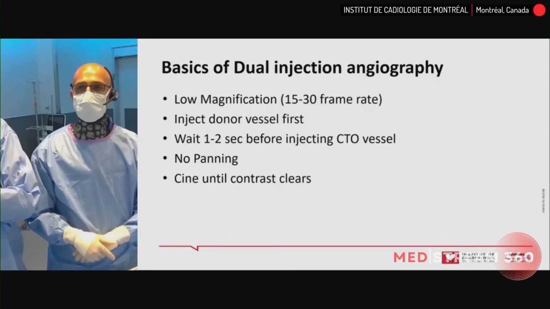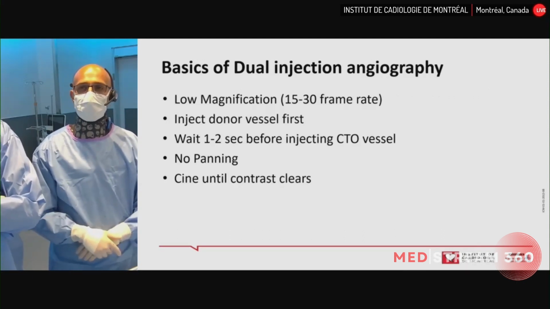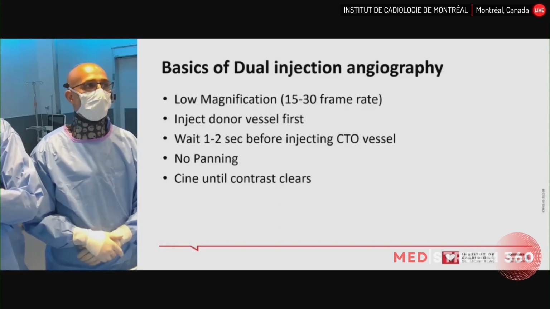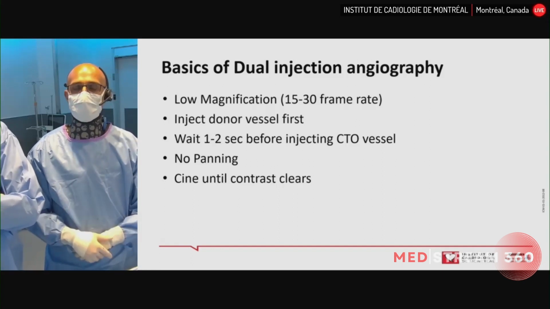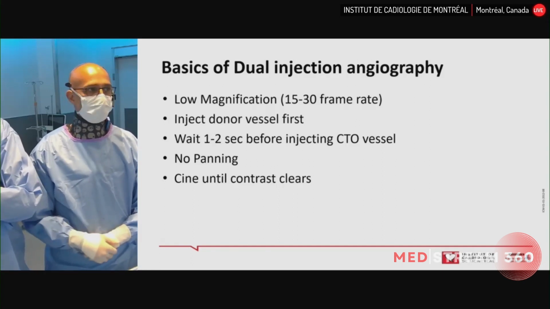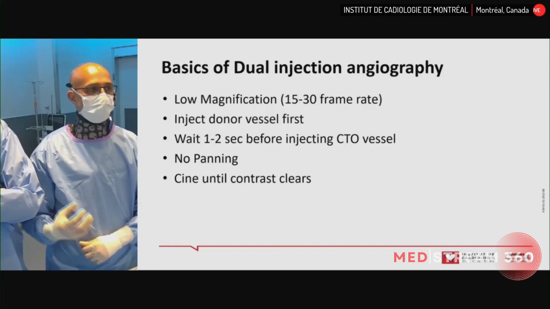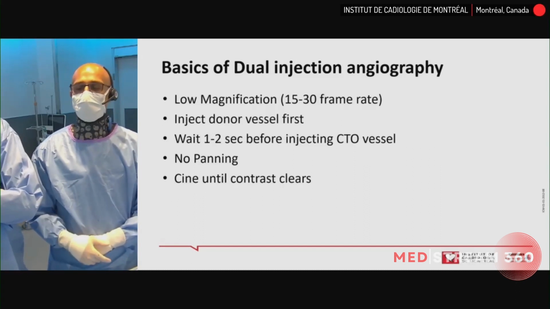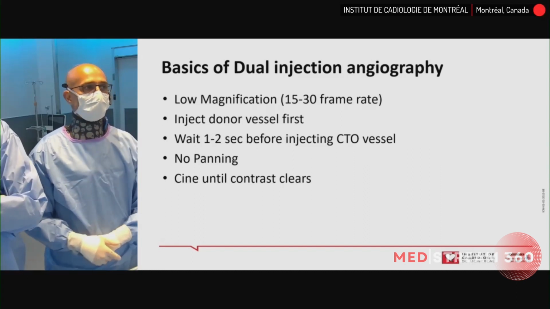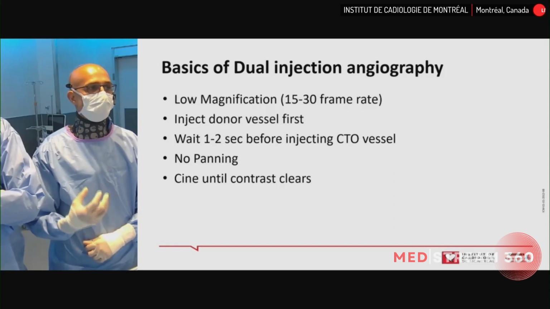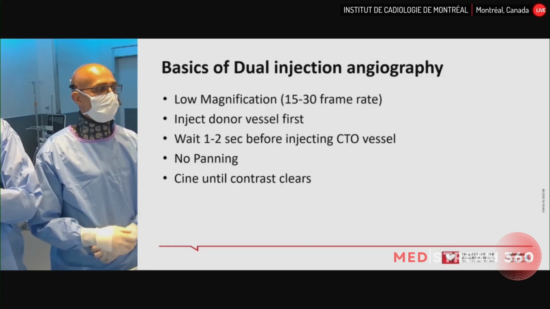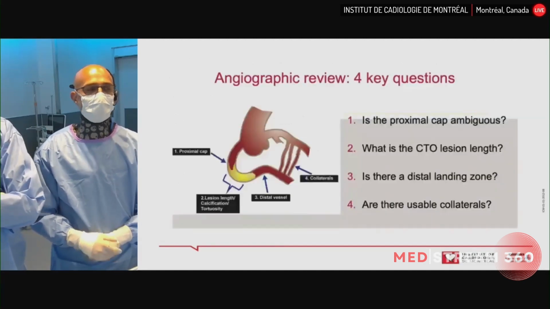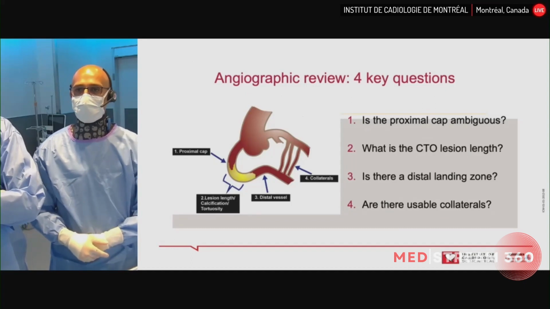When doing CTO PCI, it's very important to have an initial setup of a dual injection angiography at low magnification, permitting you to see both coronary arteries in the same frame. When you start, you inject the donor vessel first. That way it fills the collaterals and goes to the target vessel. Then you wait 1 to 2 seconds, then you inject the CTO vessel. Very important not to do panning, because panning deviates the eye from the target collaterals and from properly observing the proximal cap and the distal cap. And then you perform cine until the dye clears.